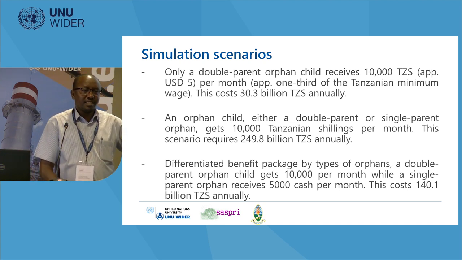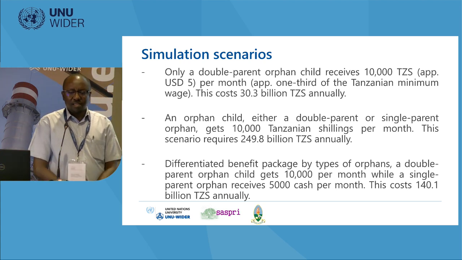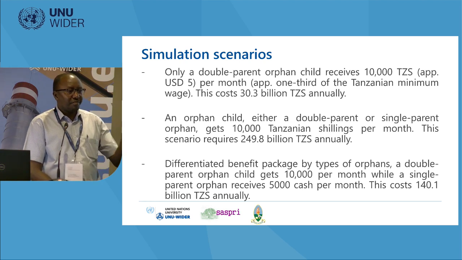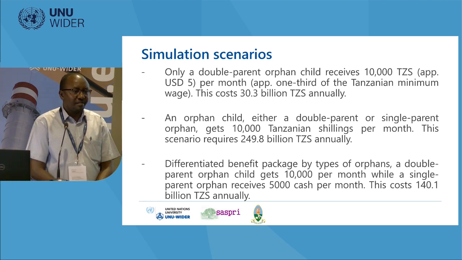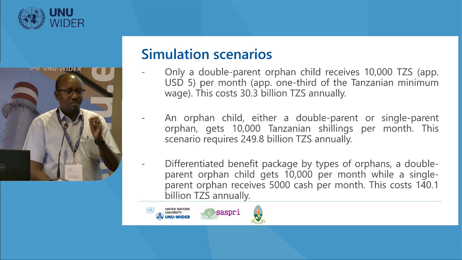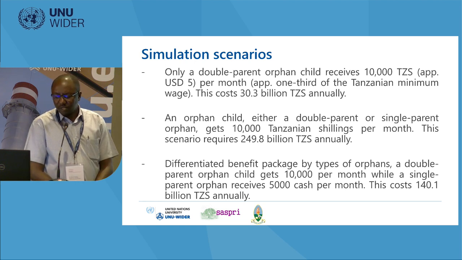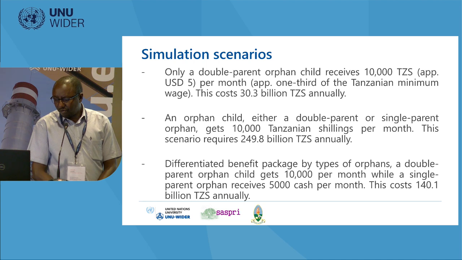And the last one, we try to differentiate a bit, because we think a kid who has a single parent is doing by far better compared to one who has no parents at all. So for those 7% who have a single parent, we just give half of that amount, 5,000 shillings or $2.5. And for the double orphans, we give 10,000 or $5. And this one will end up forcing the taxpayers, or the Minister of Finance, to give out to the tune of 140.1 billion Tanzanian shillings.